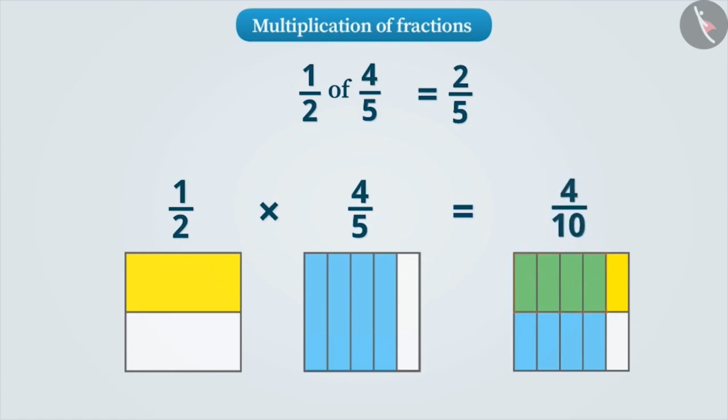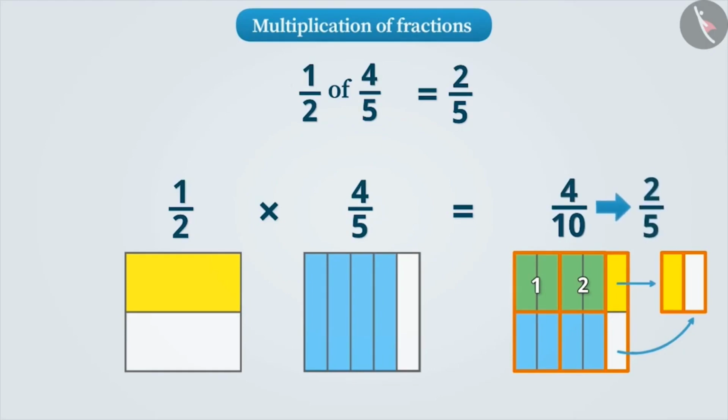If we transform these 10 equal parts into 5 equal parts, there are 2 common shaded parts out of the 5 equal parts. Hence, we can write 2 by 5 instead of 4 by 10. Thus, we can say that half of 4 by 5 is half into 4 by 5, which is equal to 2 by 5. Or the half of 4 by 5 is the same as 2 by 5.